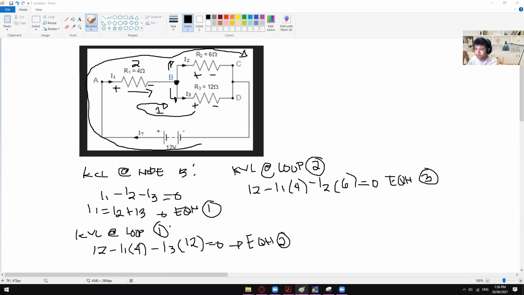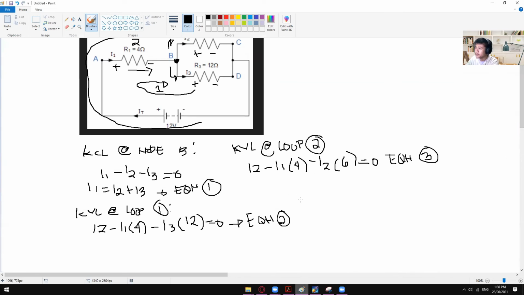Okay, great. As you can see, after forming these equations right here, it is now completely up to you which process you're going to use. Is it simultaneous equations or via calculator? Either of those two will give you the same answer as long as you have the correct expression or equation.